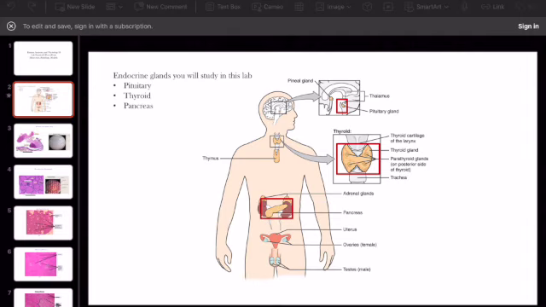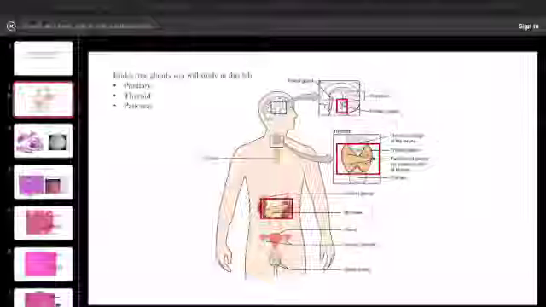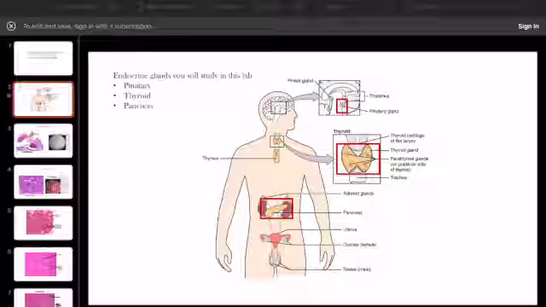For the lecture, we have to know all of them and their functions. In lab specifically, we look at some of the structures, especially histology microscopic slides. We study for that reason, so we're going to study the pituitary gland. We're going to explain a few of them. I will explain.